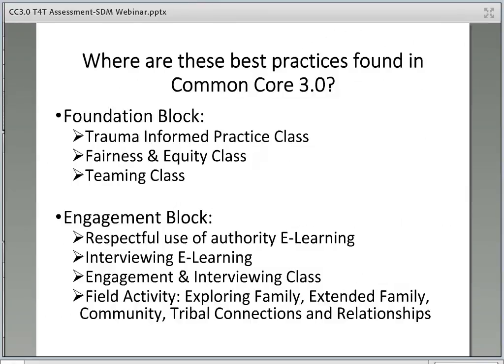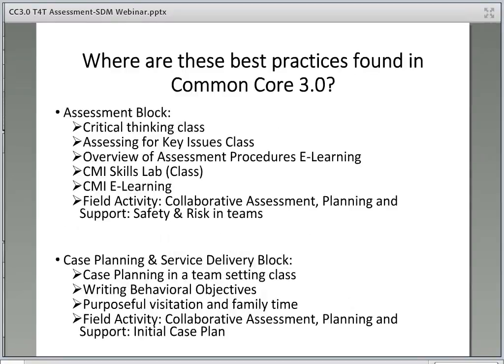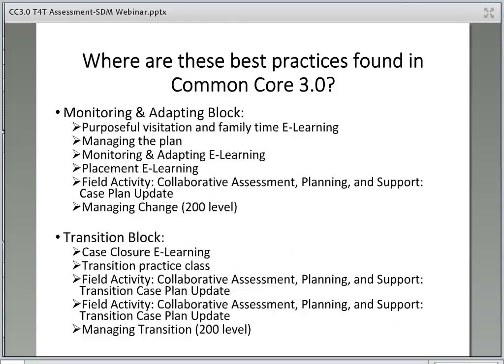This is a brief list of where the best practices can be found in Common Core 3.0 classes. These classes are divided into each block. Foundation block, engagement block, assessment block, case planning and service delivery block, monitoring and adapting block, and transition block. These are just some of the classes that cover these best practices.